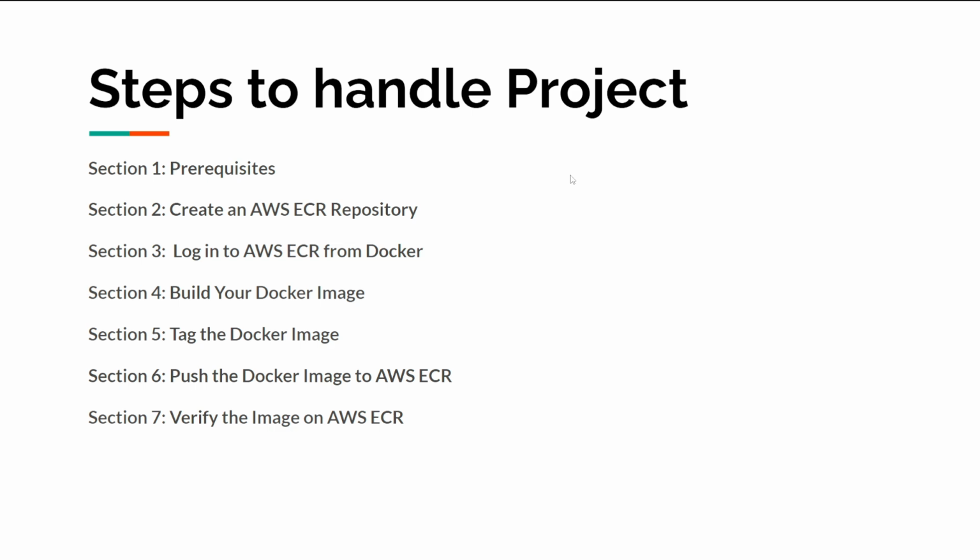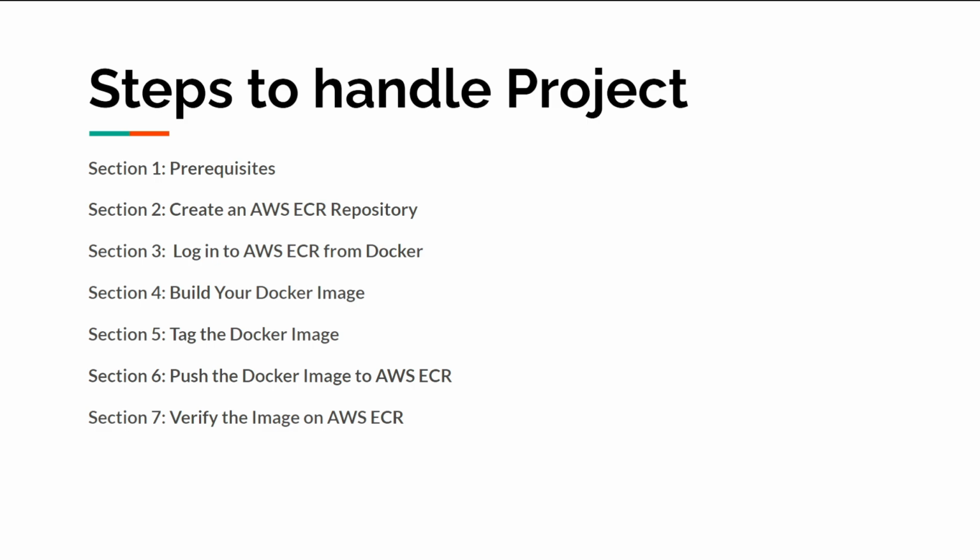There are different steps involved here. We require the prerequisites, the AWS CLI and Docker, on the system. Here we are going to use the example of a Windows system. Then we require the AWS ECR repository. Once this is fine, we have to log in to the AWS ECR from Docker, and then do the build of our Docker image. Then we tag the Docker image, and then do the Docker push over the AWS ECR. At last, we are going to verify whether the image has been pushed over AWS ECR or not.